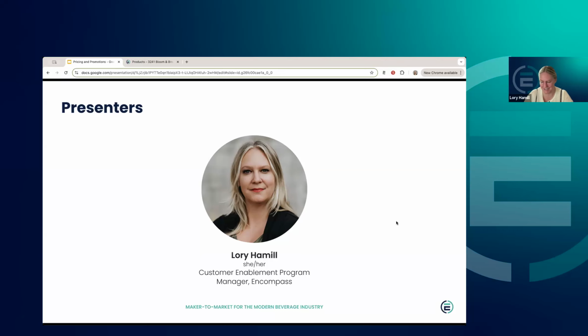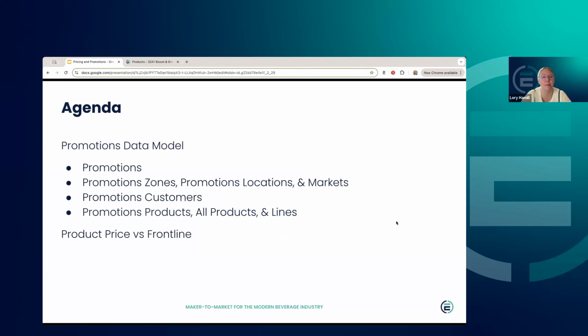In this session today, we're going to be talking a little bit about the promotions data model. I think this is a foundational understanding to being able to scale and build your promotions in expected and predictable ways. Get the right pricing at the right time for all of those customers. And we're going to talk about some of the nuance in our different promotion types, specifically around what is a product price and what is a frontline, and sort of tease apart those different promotion types as we go through. There will, of course, be some demo, so be prepared to see promotions live in action.